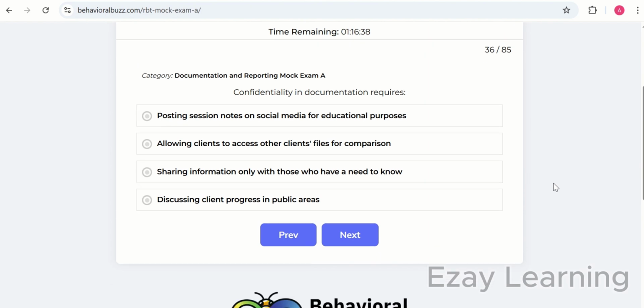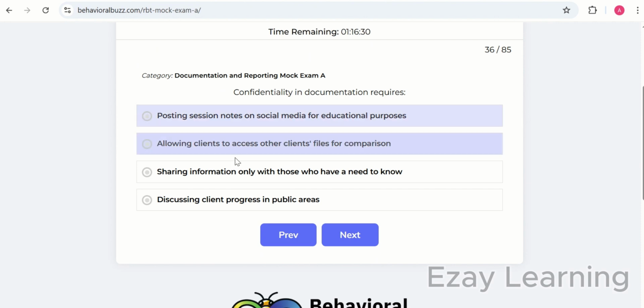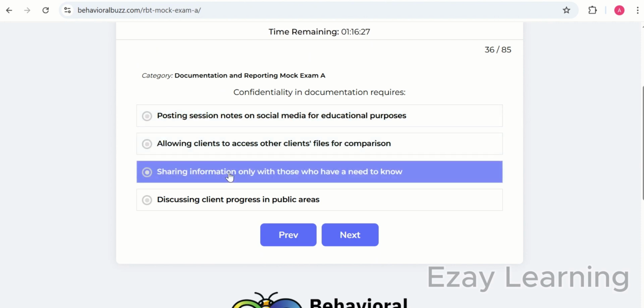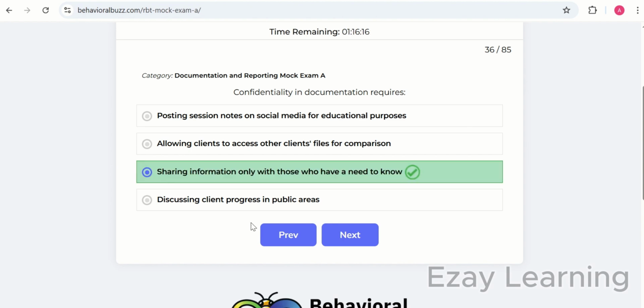Confidentiality in documentation requires... So, confidentiality means you have to share the information only with those who have a need to know. You don't have to post it everywhere. You're not supposed to discuss the client's progress in public areas.